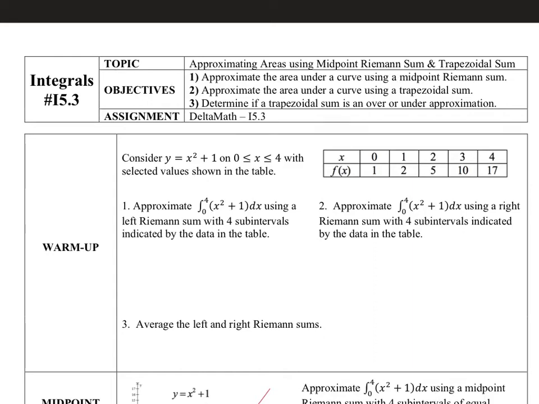In this section, we're going to continue on with learning some different approximation methods. Today, we're going to focus on the midpoint Riemann sum and the trapezoidal sum, and you'll find that these are actually better approximations, more accurate approximations than the left or the right were giving us in the previous section.